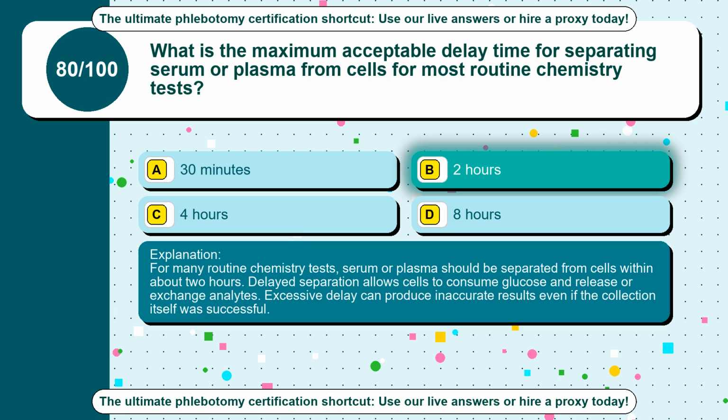For many routine chemistry tests, serum or plasma should be separated from cells within about 2 hours. Delayed separation allows cells to consume glucose and release or exchange analytes. Excessive delay can produce inaccurate results even if the collection itself was successful.